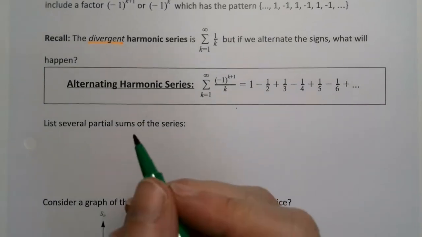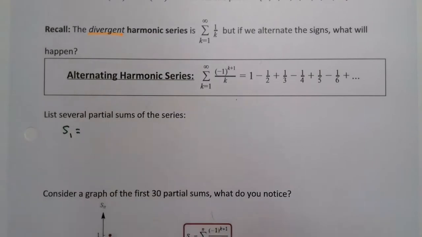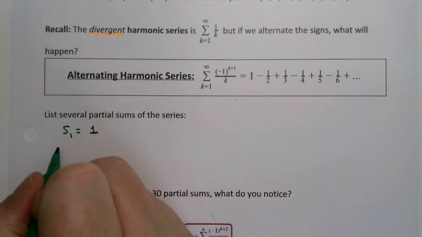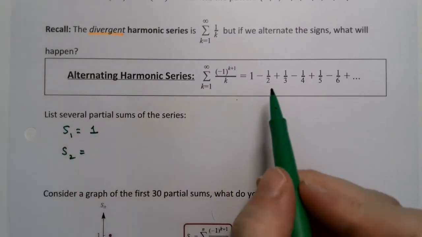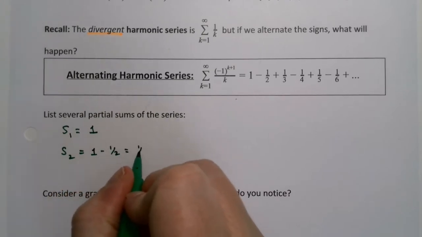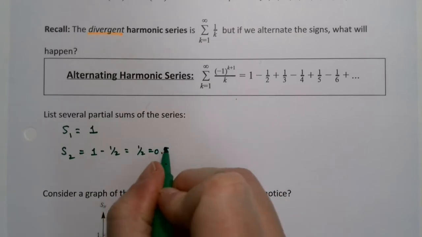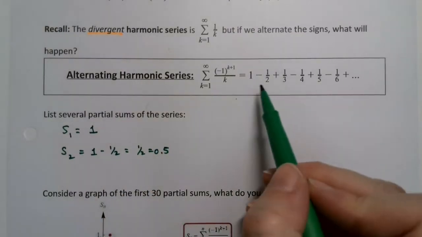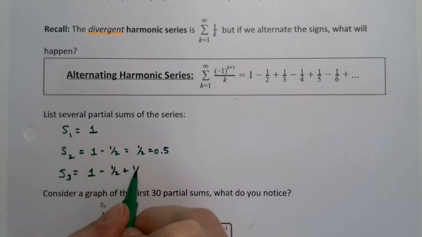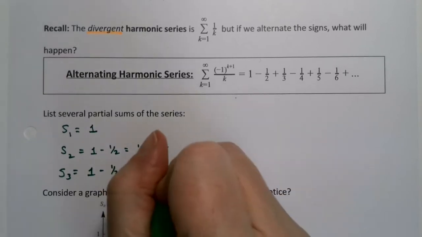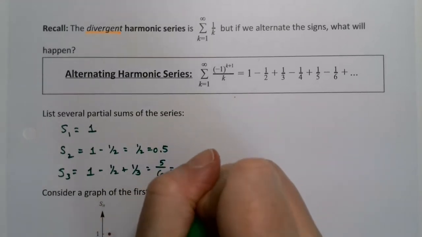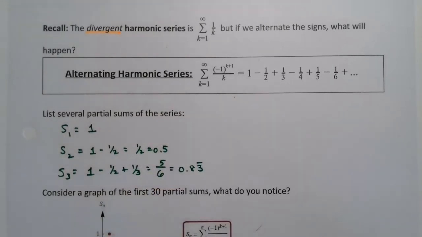So let's find S sub 1, the first partial sum. Well, the first partial sum would be 1, so that's easy enough. S sub 2 would be 1 take away a half, which would be a half, or 0.5. Then the third partial sum, S3, would be 1 take away a half plus a third. And that would be 5/6, right? Because 2 and 3 both go into 6, which is 0.83 repeating.